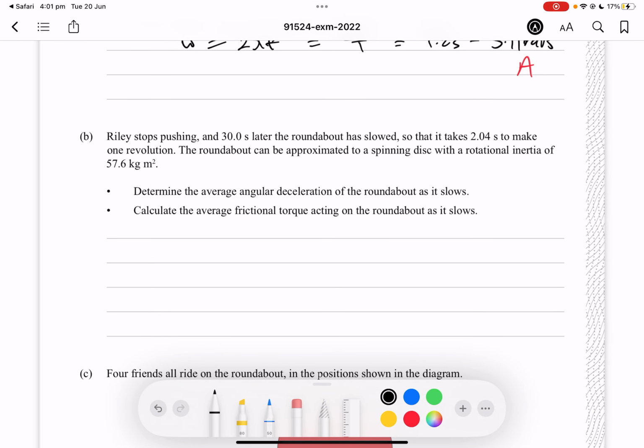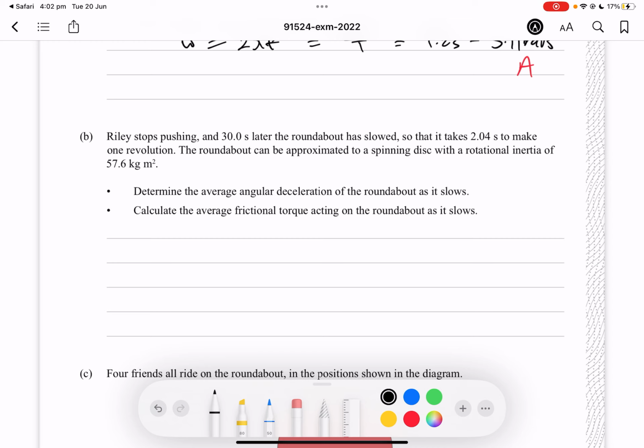Question B. Riley stops pushing and 30 seconds later, the roundabout has slowed and it takes 2.04 seconds to make one revolution. The roundabout can be approximated to a spinning disk with a rotational inertia of 57.6 kilograms meters squared. So we have two parts. We want to determine the average angular deceleration of the roundabout as it slows, and we want to calculate the average frictional torque acting on the roundabout as it slows. So let's start off with part 1.